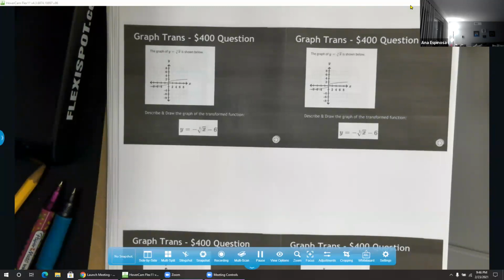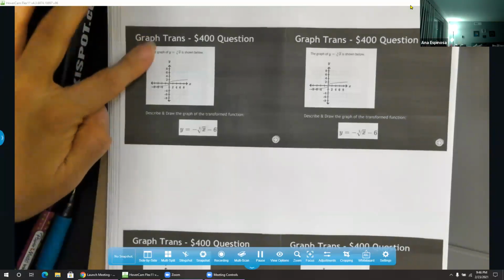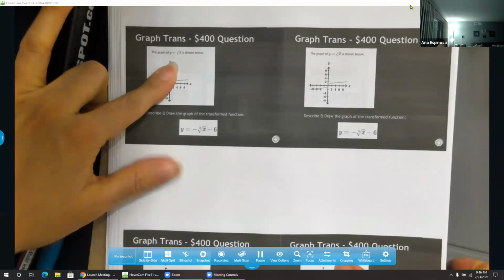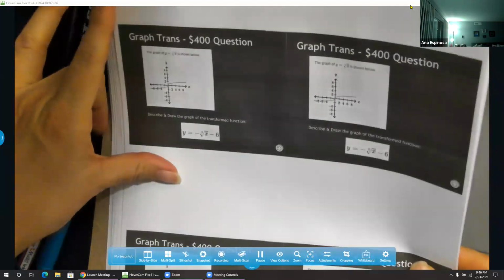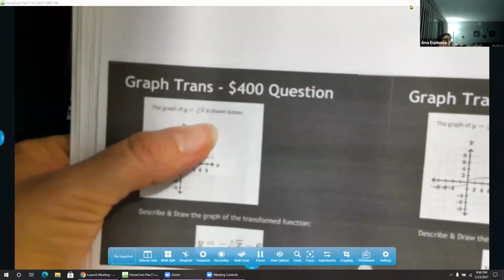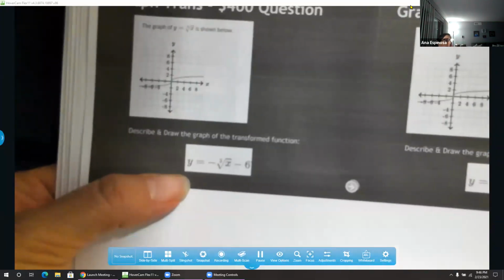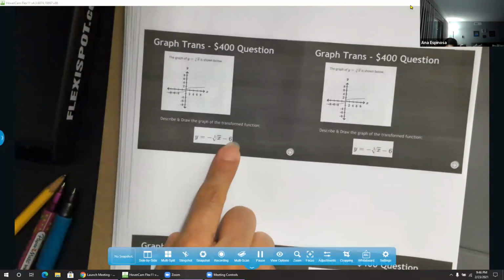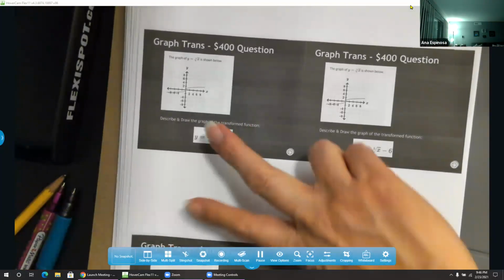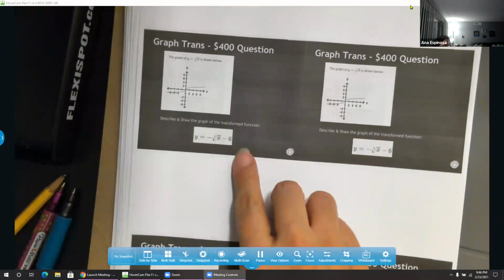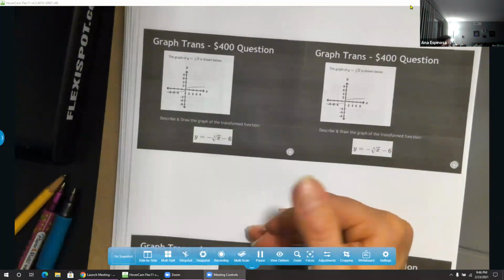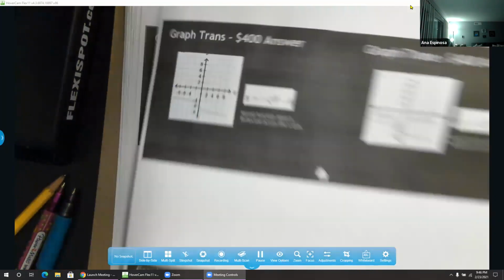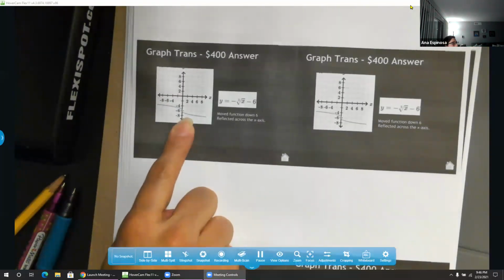Okay, what is this one? This one, I show you the parent graph of the cubic. The cubic is right here and you can see it. And then I ask you to graph this. So basically you're going to do and describe the same thing. You're going to say what this number does, what this negative does. So this negative just flips it across the x-axis. This negative 6 is going to bring it down by 6, okay? And that's what you should see down here.